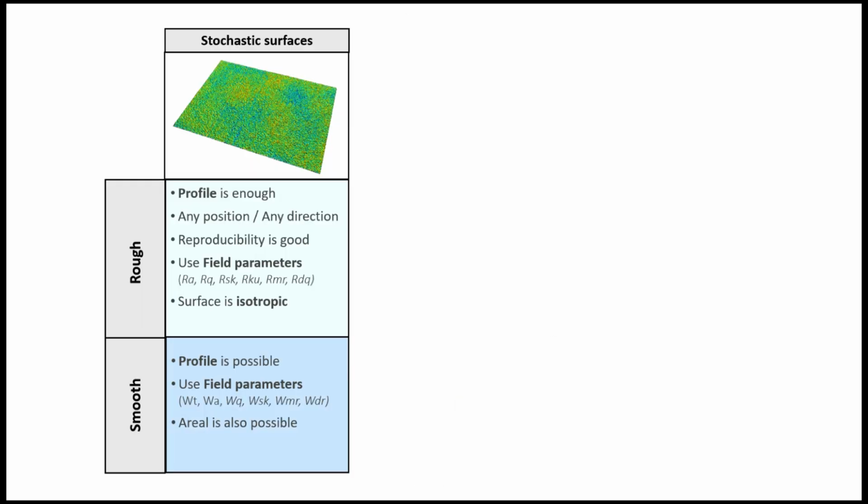Stochastic surfaces, such as sandblasted metals or rough coatings, exhibit random roughness. Their texture is homogeneous and properties are similar in every direction. In this case, a 2D profile measurement can provide representative parameters, as any profile will statistically reflect the overall surface behavior. Classical height parameters are suitable.